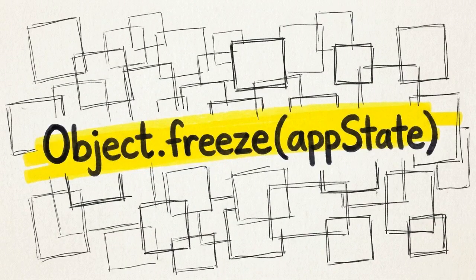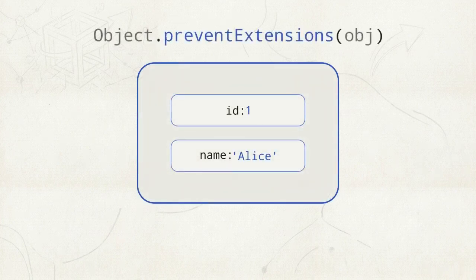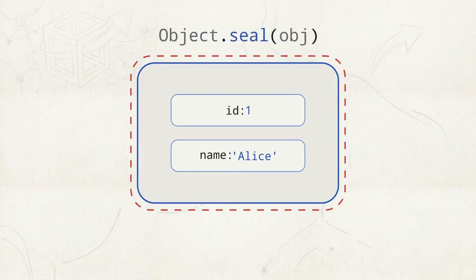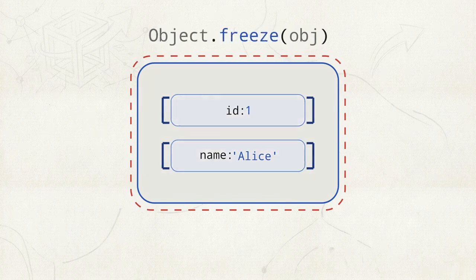Manually configuring descriptors for every single property is inefficient. To lock down state at scale, the engine provides object-level batch operations. Object.preventExtensions applies a structural barrier, actively blocking new properties. Object.seal escalates this, preventing deletions and setting properties to non-configurable. The absolute lockdown is Object.freeze, which fully seals and flips all data to read-only.